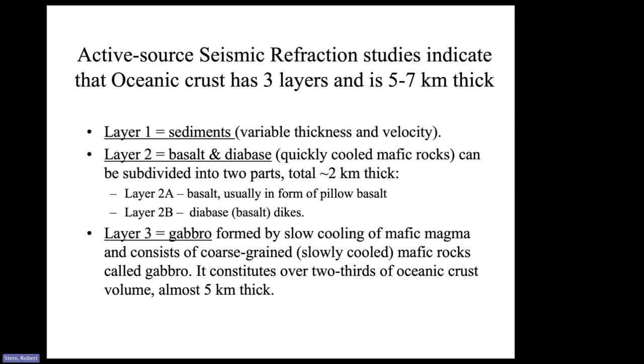So sometimes people subdivide layer 2 into layer 2A, which is basalt, usually in the form of pillow basalt, and layer 2B, these are dikes, which are called diabase, sometimes dolerite, but basically dikes. And layer 3 is gabbro, as we said. Most of the oceanic crust is gabbro. Sometimes people call that the main oceanic layer.